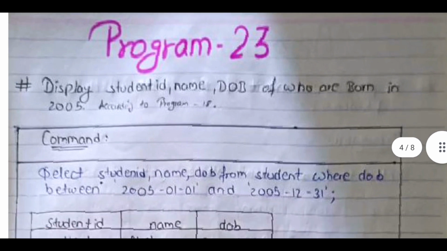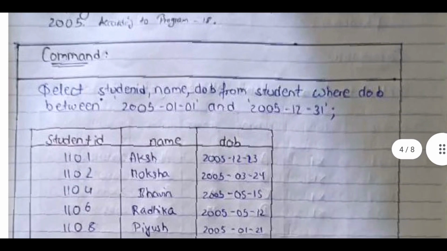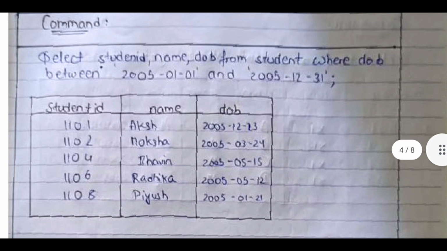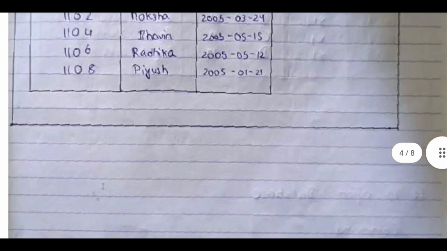Program number 23. Display student ID, name, DOB of who are born in 2005 according to program number 18. So your command will be select student ID, name, DOB from student where DOB between 2005-11 and 2012-31. This output will be generated.